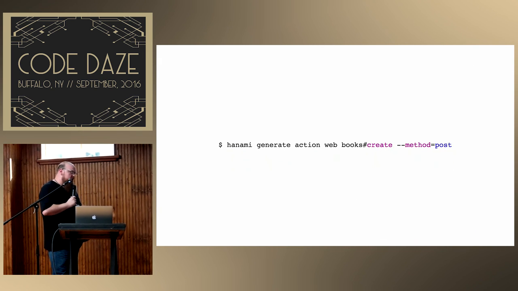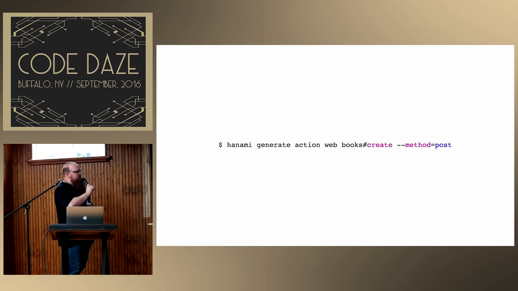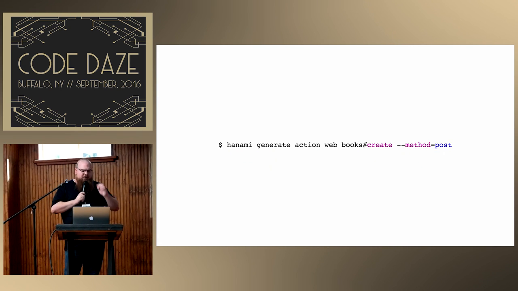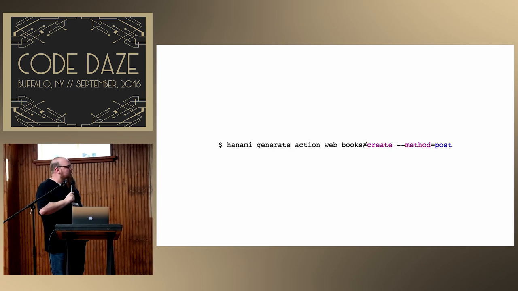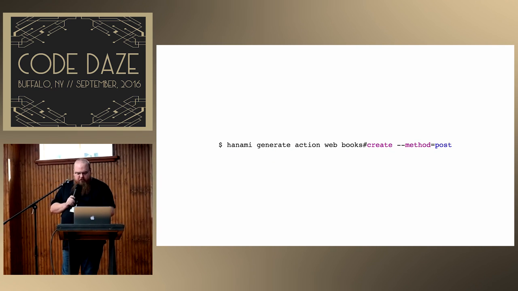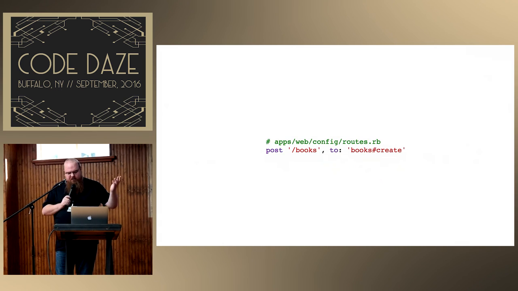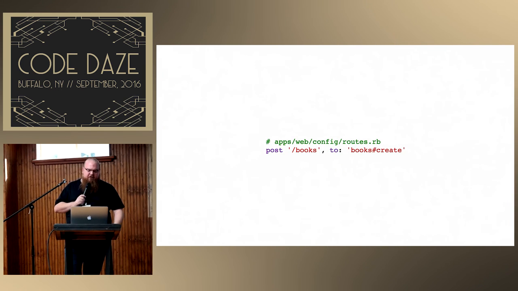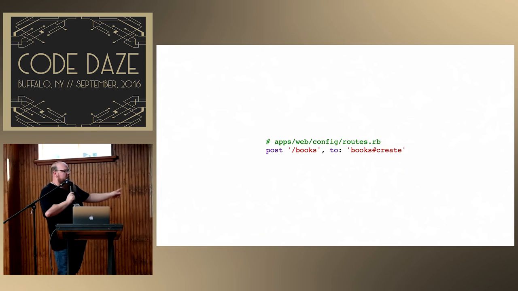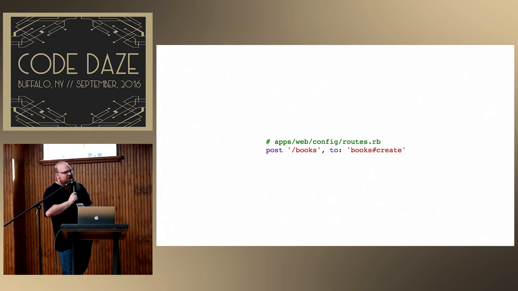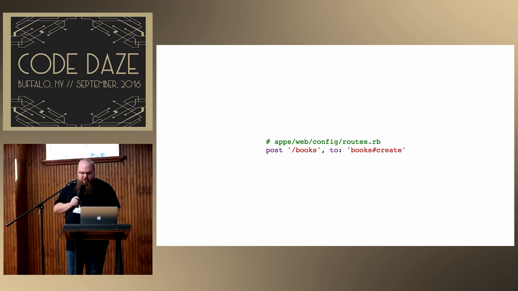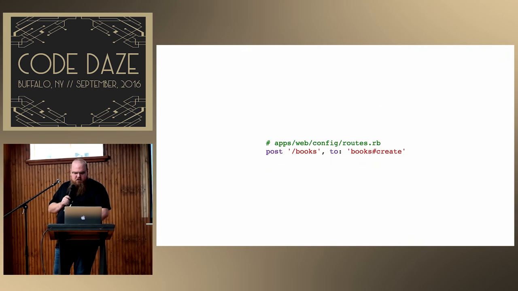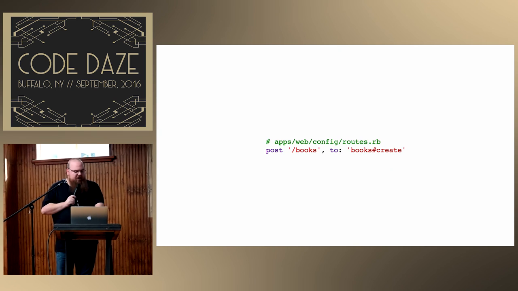So we'll add another action and we'll say we want a create method, and we want it to actually be the method type post, because we're submitting our form. So once again, this will append to the routes file for us. It'll actually be a post method now instead of get. And we post to books, it should take us to the books controller create action. And that is the exact same slot.